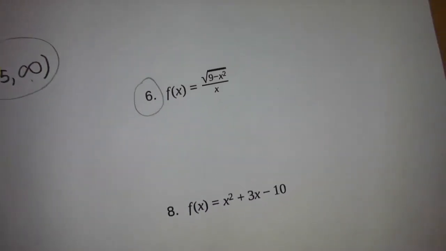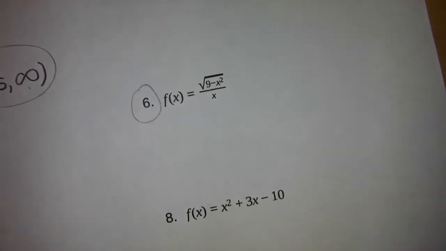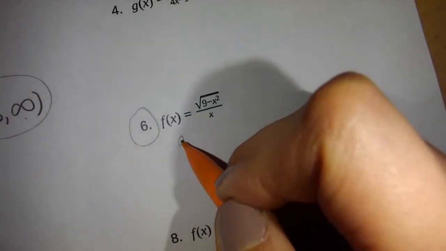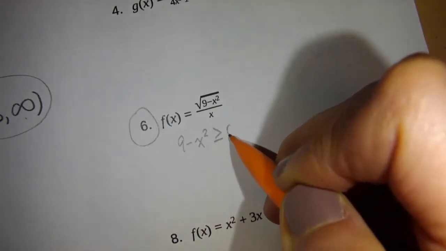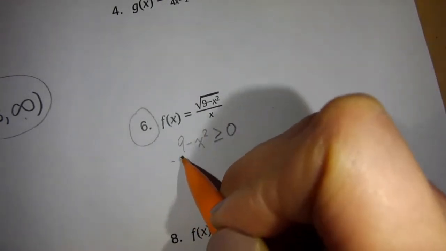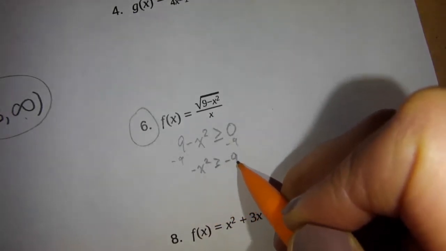Next, we'll look at number 6. So number 6, we want to see where the overlap is. So 9 minus x squared, this one's a little bit tricky. It has to be greater than or equal to 0. So I'll subtract 9. I have negative x squared is greater than or equal to negative 9.